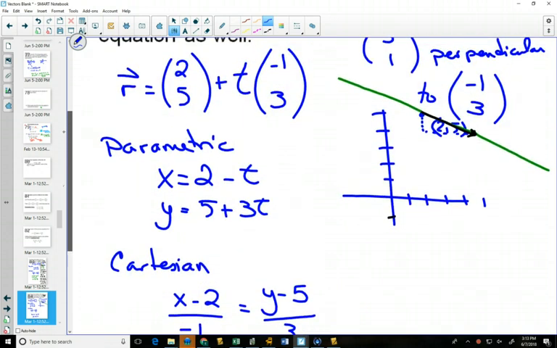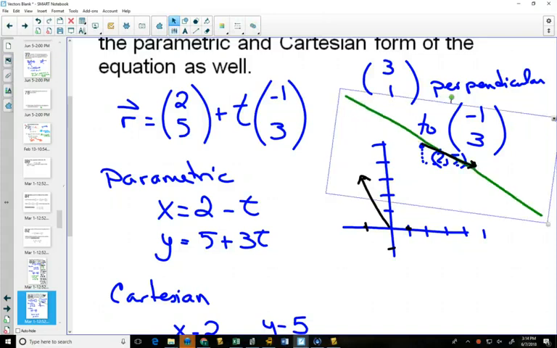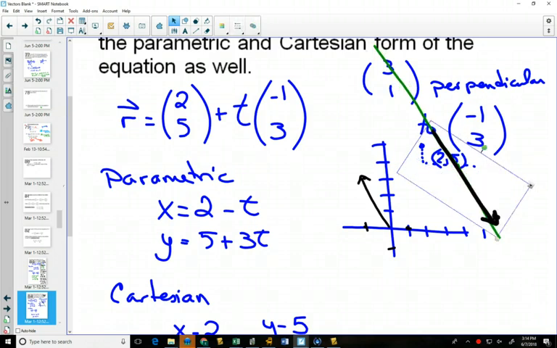Oh, I drew my vector wrong. My diagram, I should have gone -1 here, down -1. This direction is -1, up 3. This should be my slope. Close enough? There we go. Perfect. Just rotate your graph. The graph wasn't drawn to scale to begin with. That's what we're going to argue. But now we can still do that. That's better.